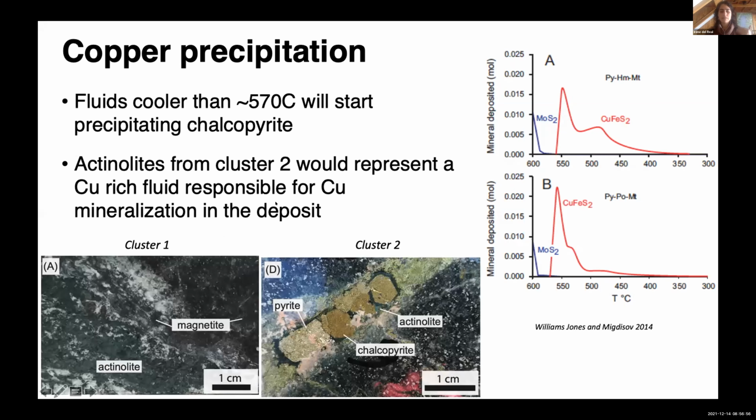And again, one of the main things that we wanted to show is that this is not only geochemical data, but we also see it in the paragenesis. We also see it in hand samples. And here we can see in cluster 1, where we have this magnetite and actinolite, which are really early. This sample over here is from over 1,000 meters deep from the Candelaria deposit. And then we can see really nicely this cluster 2, where we find actinolite very closely related to mineralization, in this case chalcopyrite, and we can also see some pyrite.